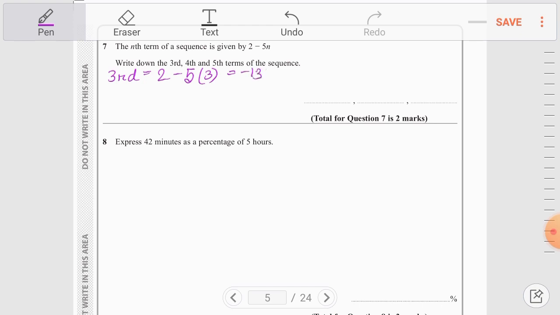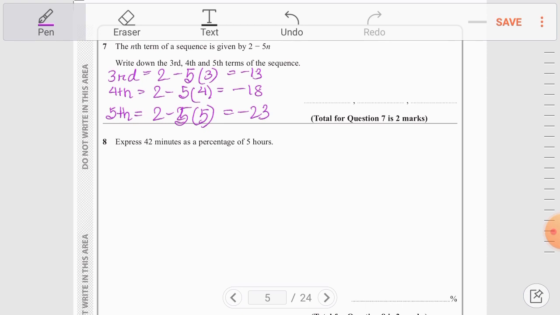We will repeat the same thing for both the fourth term and the fifth term. The fourth term is 2 minus 5 times 4, and that gives you a value of negative 18. And the fifth term is 2 minus 5 times 5, and that gives you a value of minus 23. So these are the values for the third term, fourth term and fifth term. I hope question number 7 was clear. Moving to question number 8.